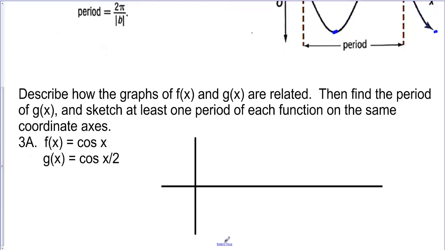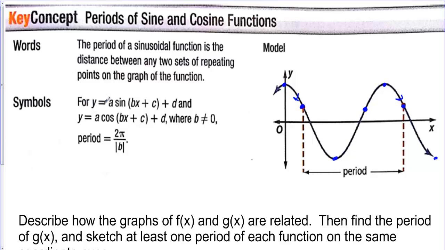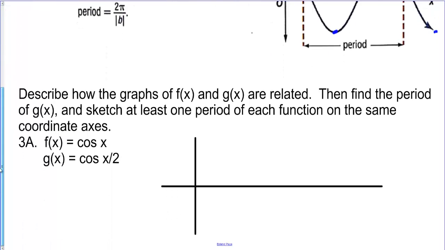Describe how the graphs for y equals a sine bx plus c plus d and y equals a cosine bx plus c plus d, where b does not equal 0, the period is 2 pi over the absolute value of b. So we're looking for the value in front of x. 2 pi over the absolute value of b. So we report the period as a positive, never as a negative value.